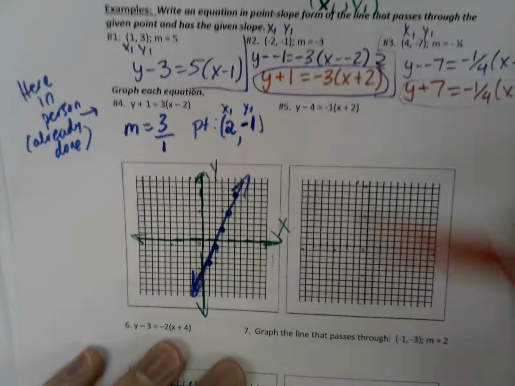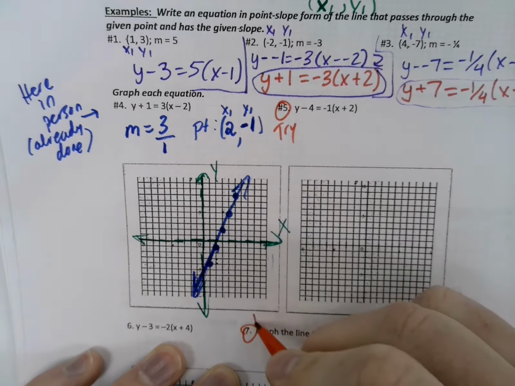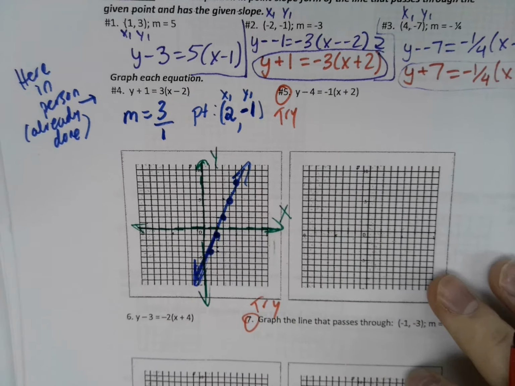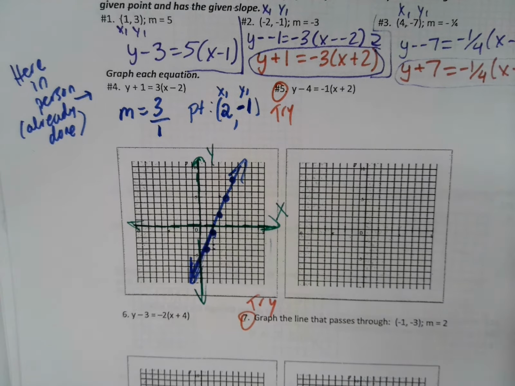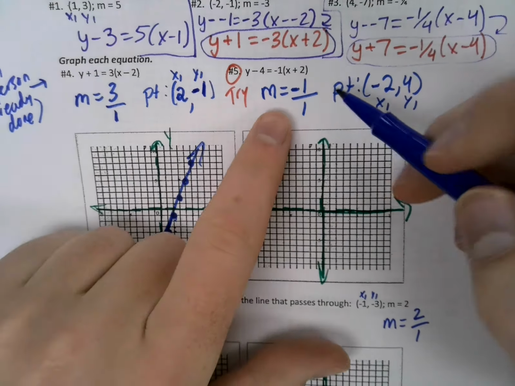So what I'm going to let you guys do in pencil, if you haven't already, try 5 and try 7 for me. Go ahead and give that your best shot. Let's see how you guys did.